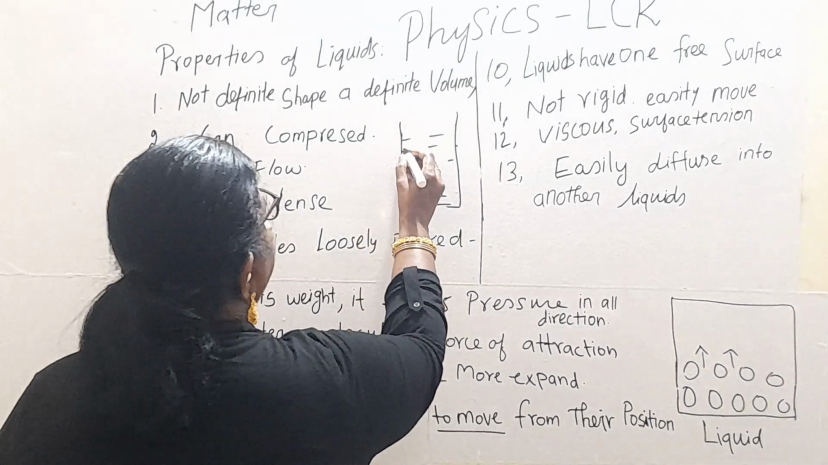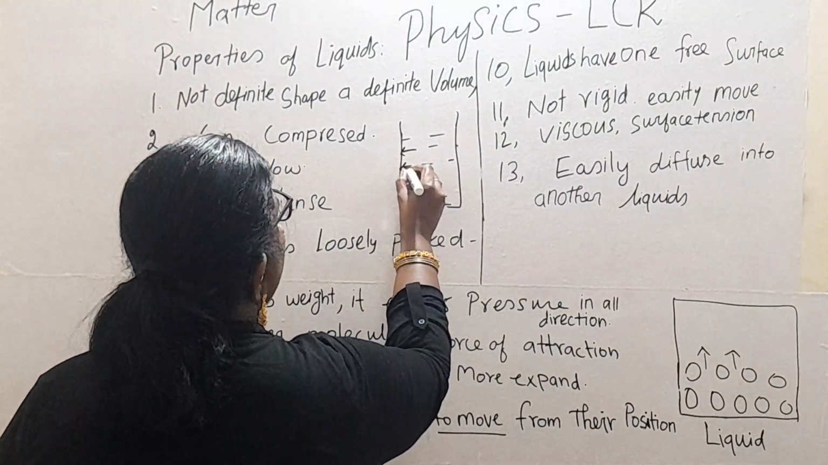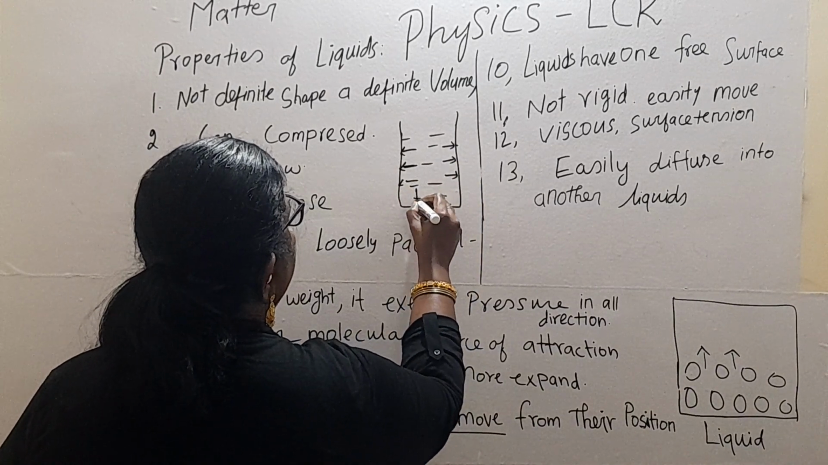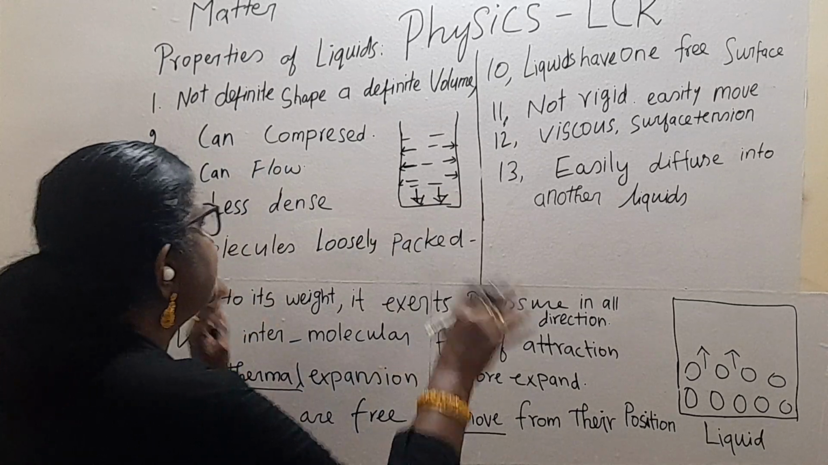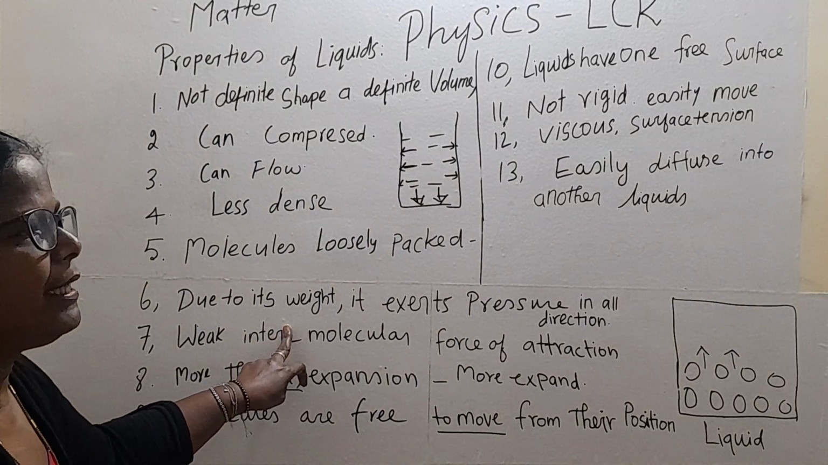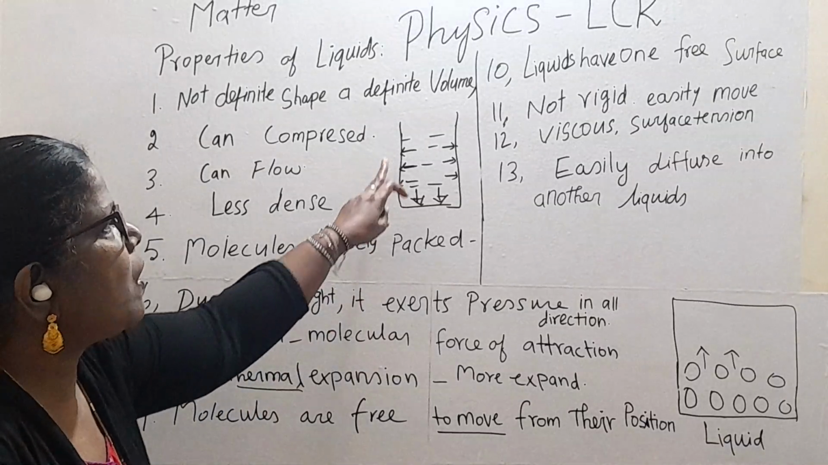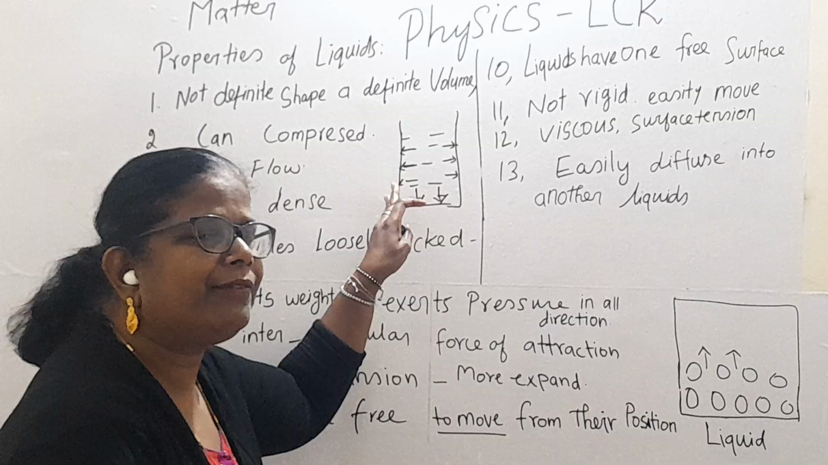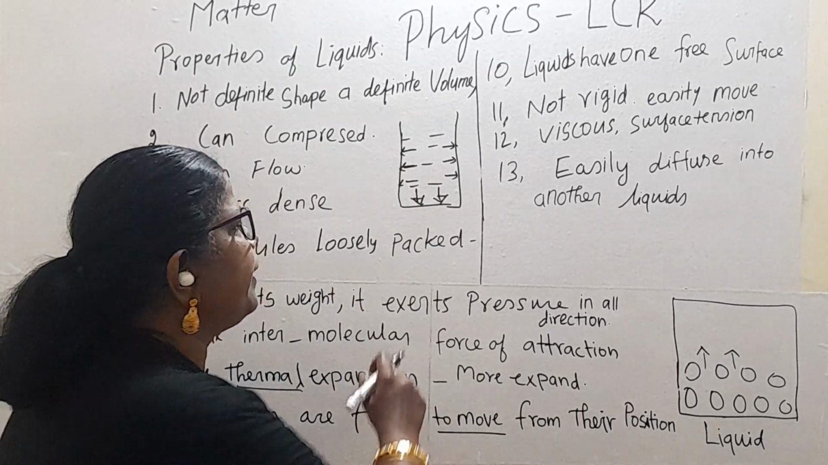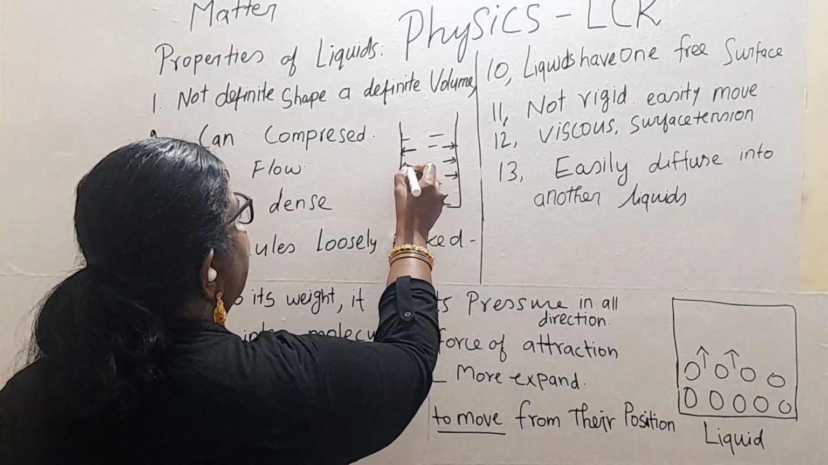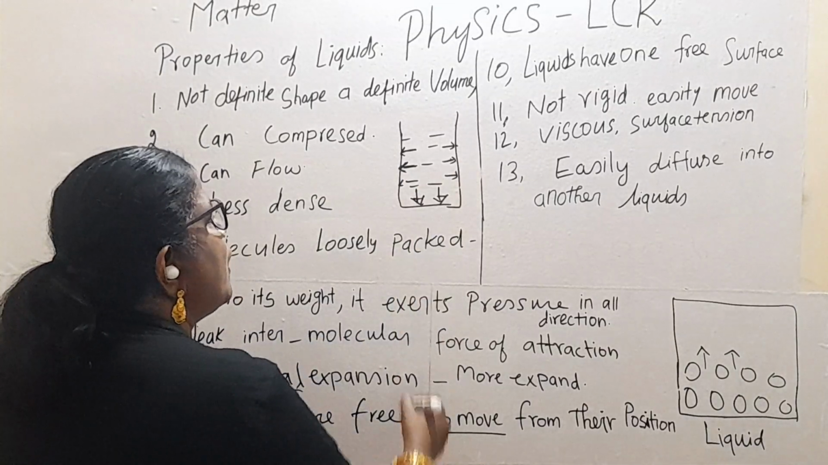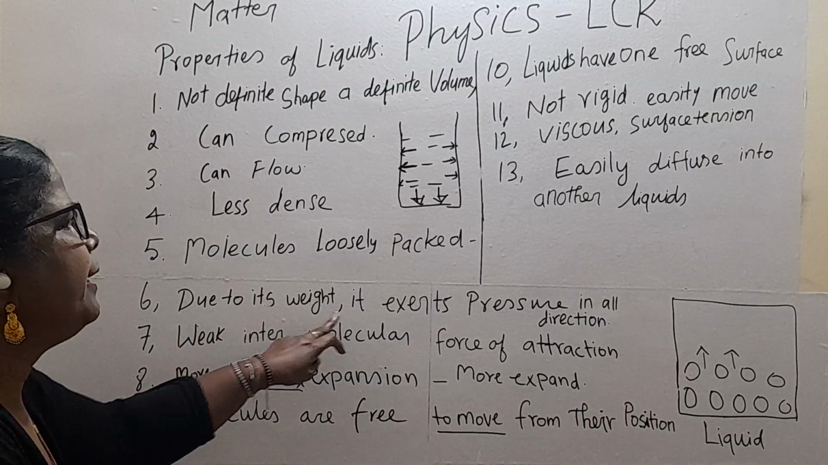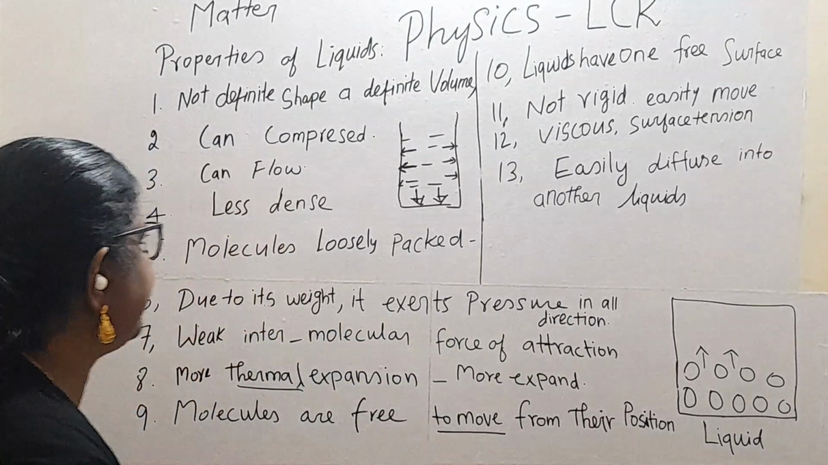In this container, the molecules are going to hit in all directions. So it will produce a force, and that's why it is producing pressure. The liquid produces pressure in all directions of the container in which you are keeping it. That is due to its weight. Due to its weight, it exerts pressure in all directions.